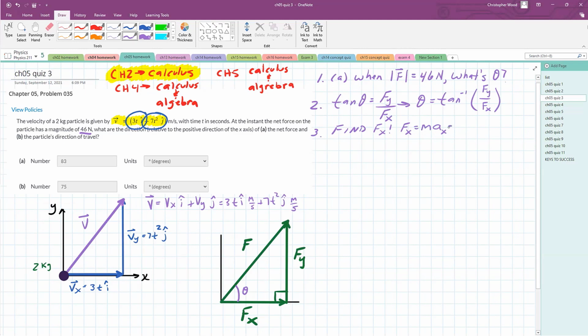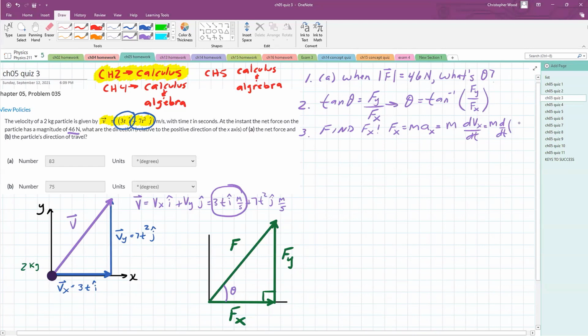Let's keep going with this. I know acceleration is dvx/dt. So all I need to do is to take the time derivative of Vx. And I know Vx, this is Vx right here. So if I take the time derivative of Vx, that equals 3. But I'll do it like this. 3, what's the time derivative of 3t i hat meters per second?